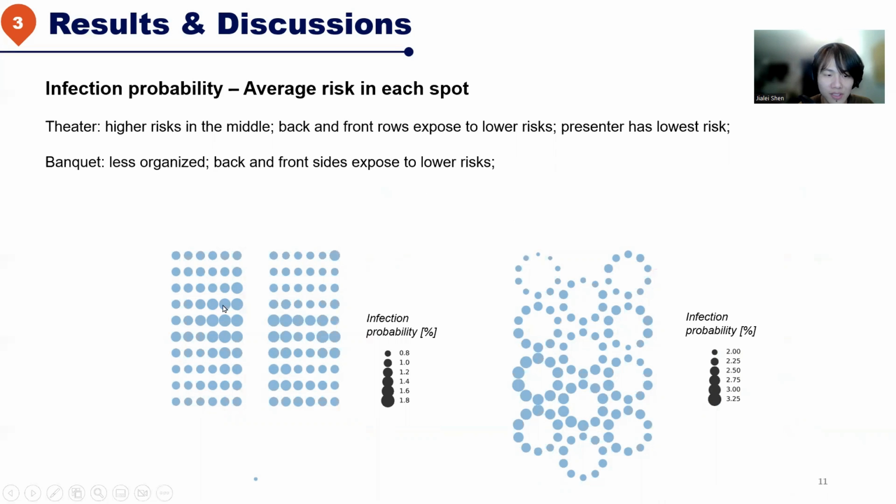person is located. In this diagram, we calculate the average risk for each person, and then we plot it here. Then we can know that the average infection risk for people who are sitting in the middle of the room is higher. People who are sitting in the back rows and the front rows are exposed to lower risks, well, that's for the theater scenario. And the presenter actually has the lowest risk. For the banquet scenario, people who are sitting at this table are exposed to the highest risks, and people who are sitting in the back and the front are exposed to lower risks.